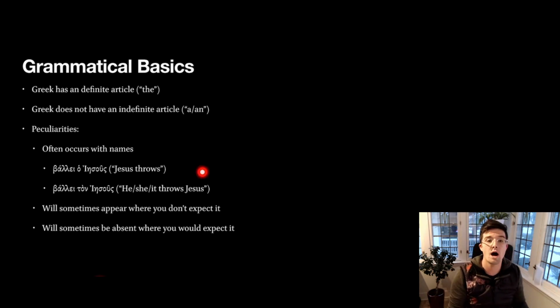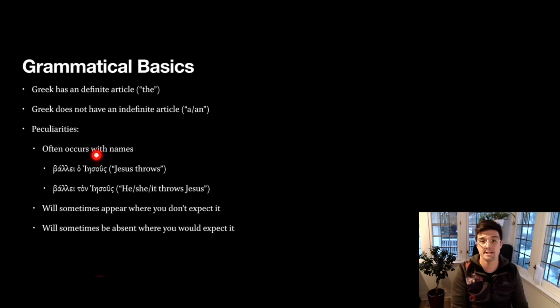One is that you will often see the Greek article occurring with names. So here, ballei ho Iēsous. Ho Iēsous, we know that Jesus is the subject of the sentence because of this article. This is the nominative masculine singular article. So it tells us that Jesus is in the nominative masculine singular and is the subject of the verb ballei. So Jesus throws. This is because Iēsous is what is called an indeclinable noun.